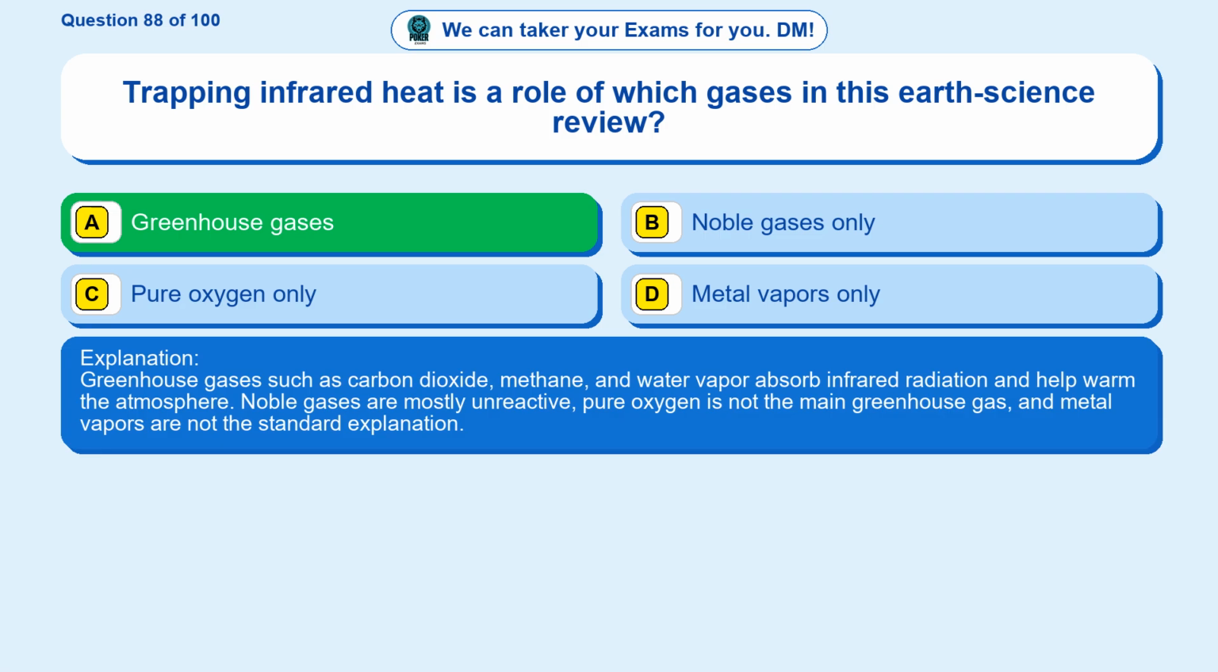Greenhouse gases such as carbon dioxide, methane, and water vapor absorb infrared radiation and help warm the atmosphere. Noble gases are mostly unreactive, pure oxygen is not the main greenhouse gas, and metal vapors are not the standard explanation.